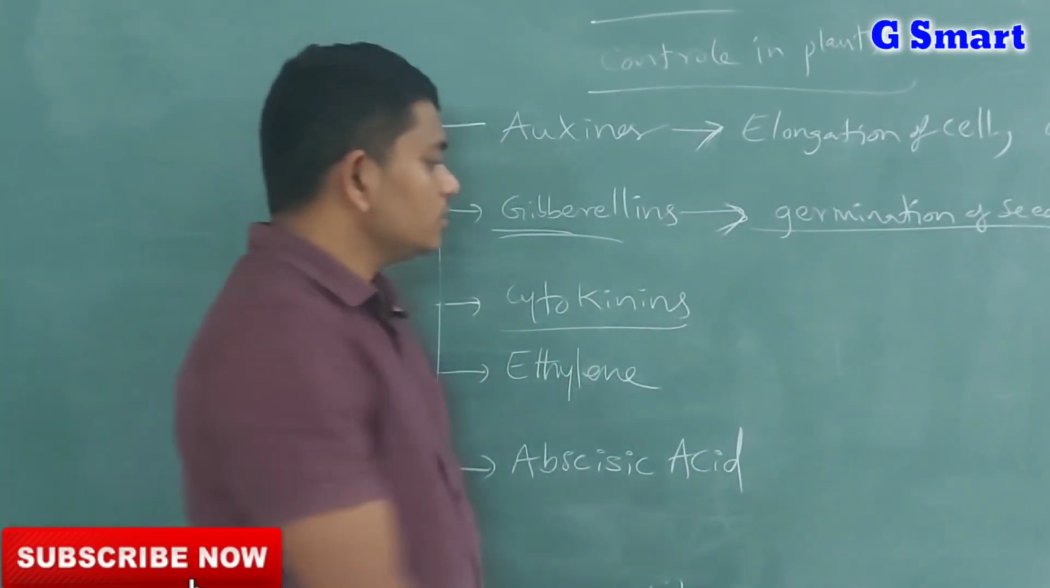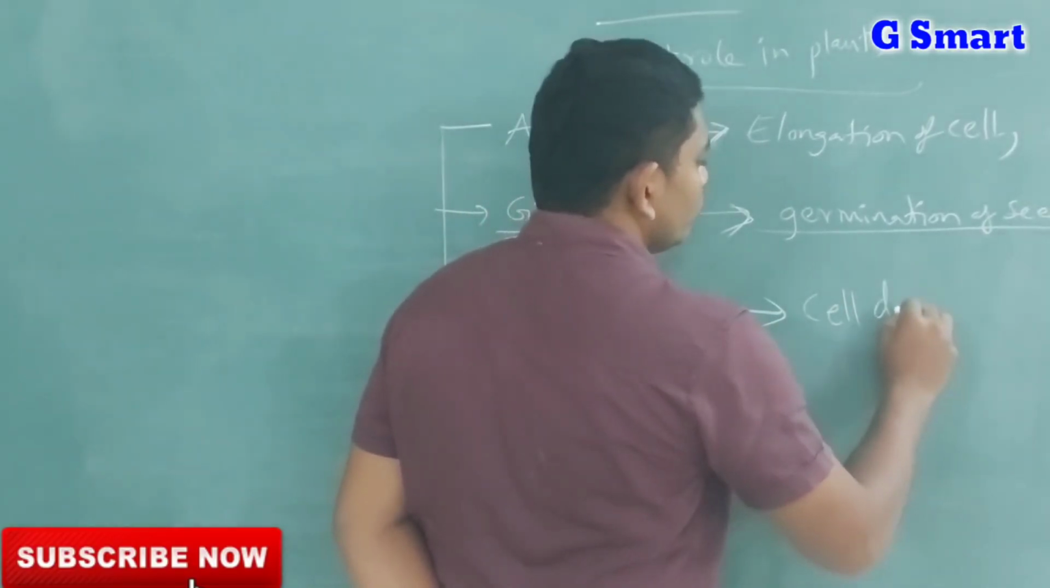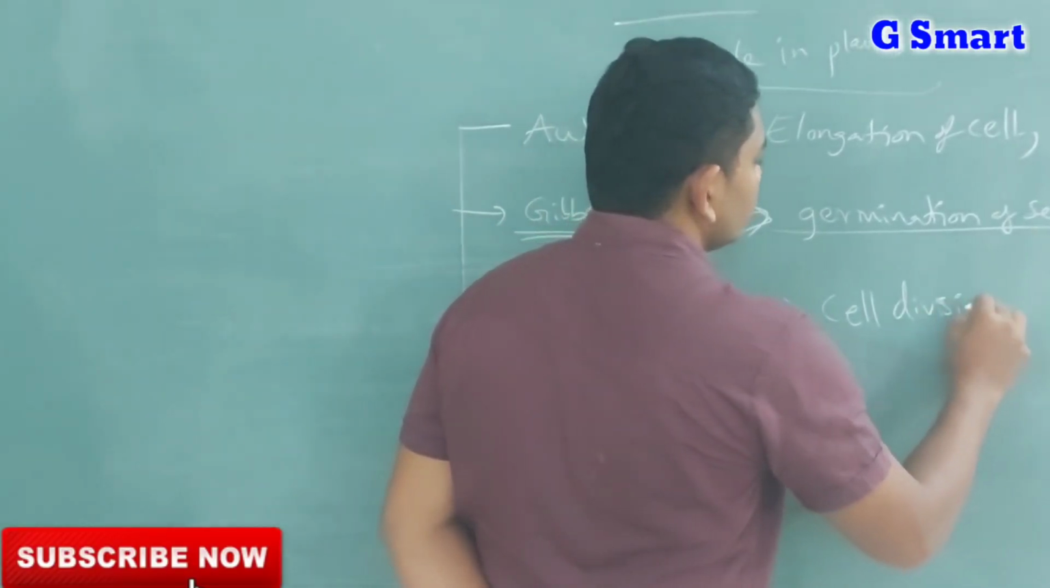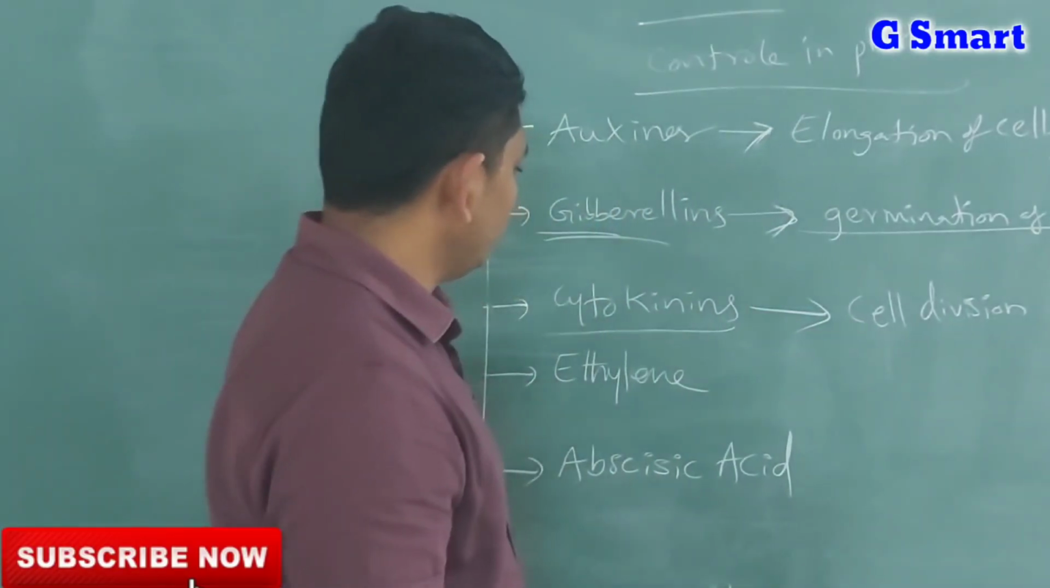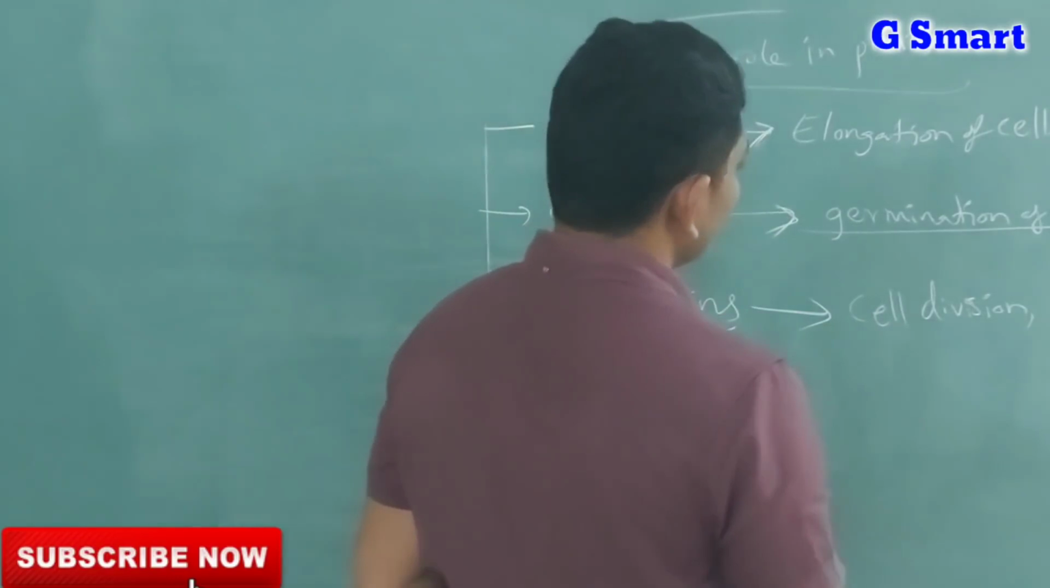Another one, cytokinins. It promotes cell division. And also, these are responsible for the opening of stomata.